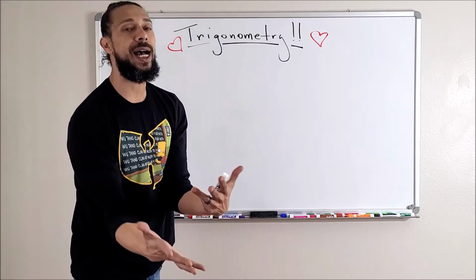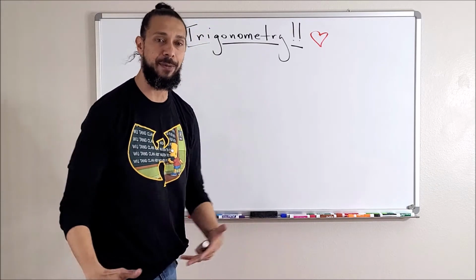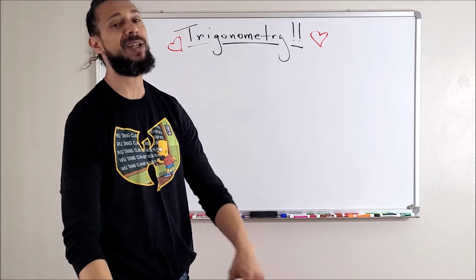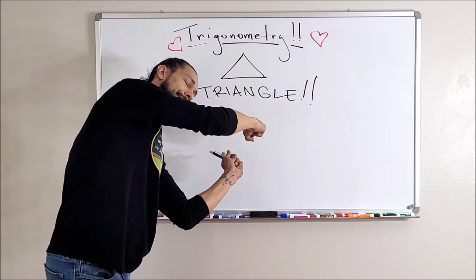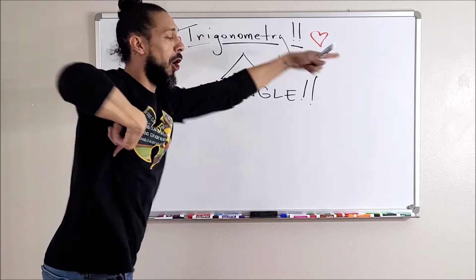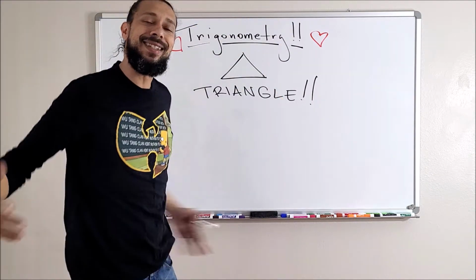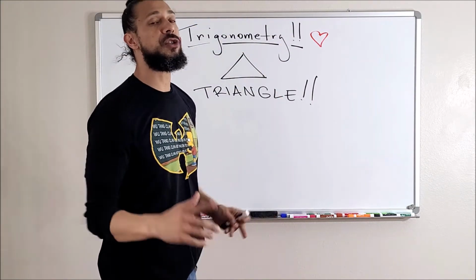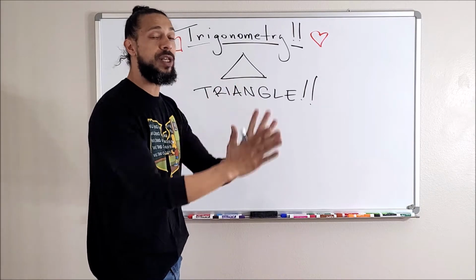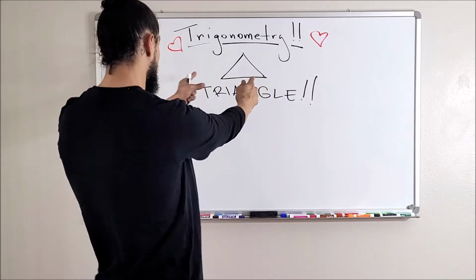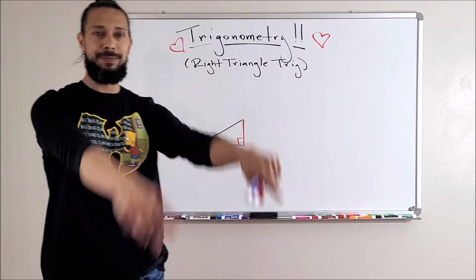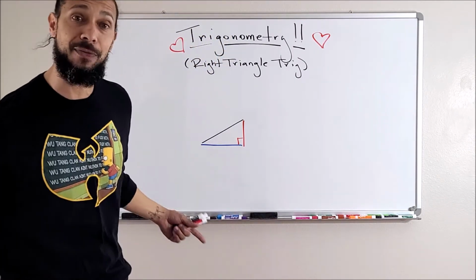So the whole idea and the whole foundation of trigonometry is one shape. I bet you can figure out what shape that is. A triangle! Yeah, a triangle. So we're going to start this out with one specific type of triangle, a right triangle. Right triangle trig. Exactly right.